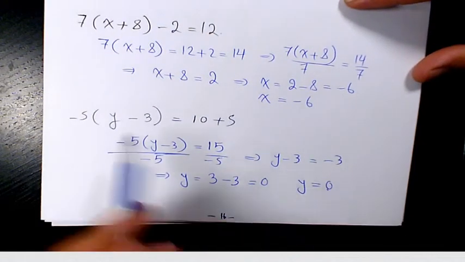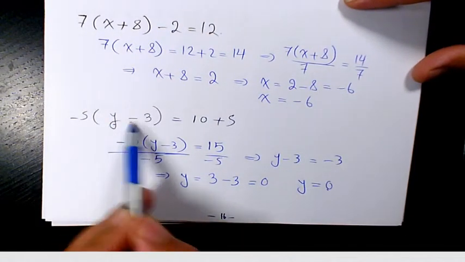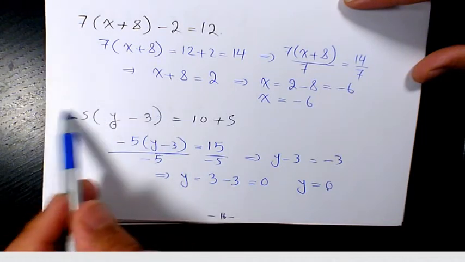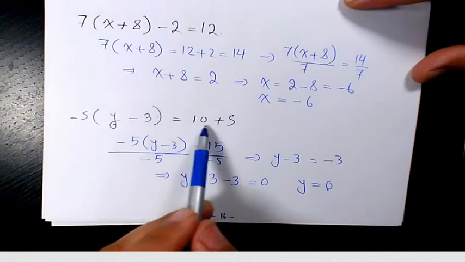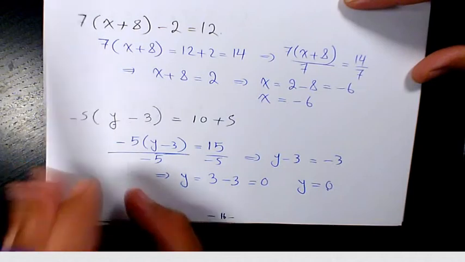We can test it. When you substitute 0 here, 0 minus 3 is negative 3. Negative 3 times negative 5 is positive 15. On the other hand, 10 plus 5 is positive 15. So the answer is correct.